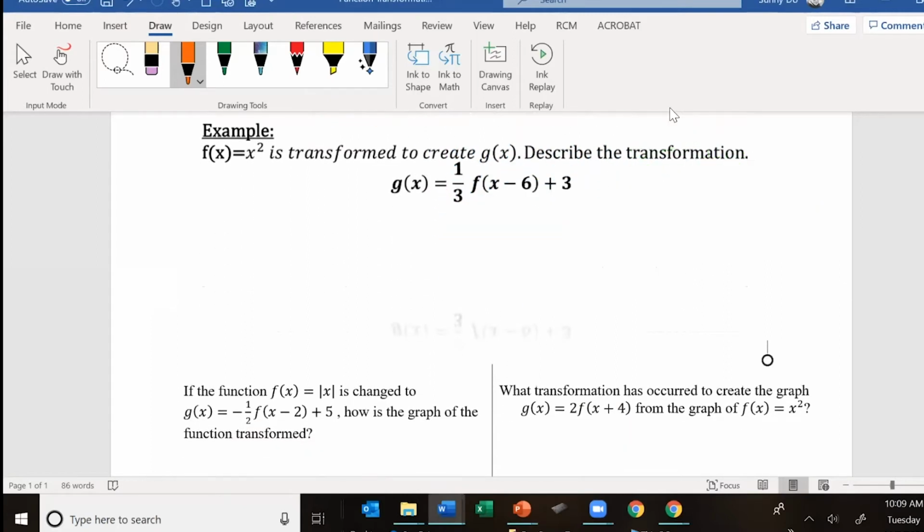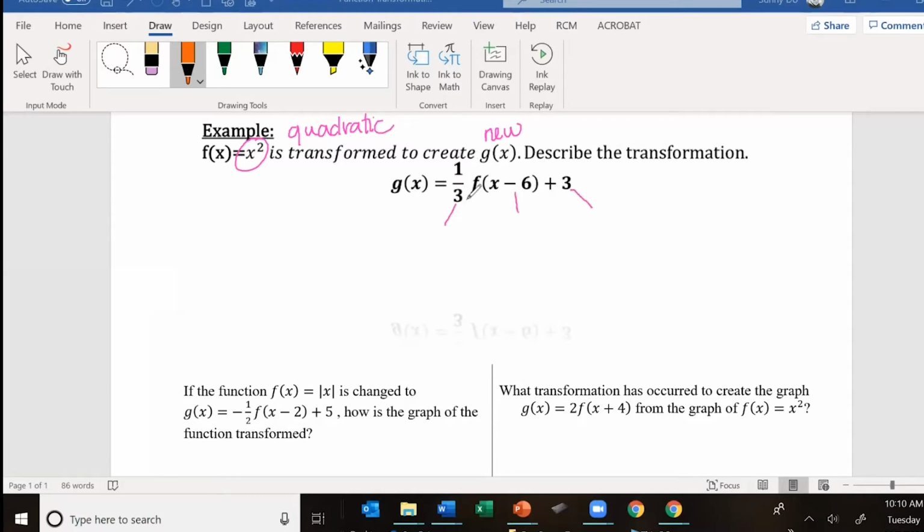All right, so we have f of x equals x squared. Remember the name of this graph: quadratic function, okay? This one, quadratic function, is transformed to create g of x. Describe the transformation. So g of x is a new function right here. It's being described, transformed from f of x. Okay, so we're going to describe this. We have three parts in here. We have the front, the middle, and the back.